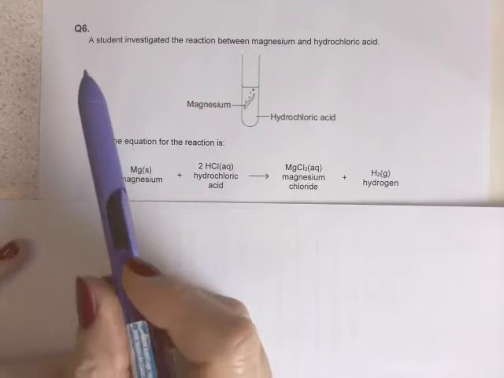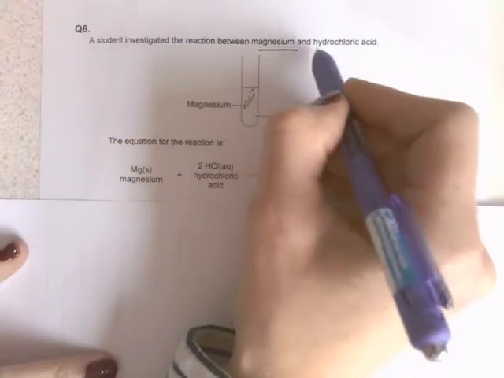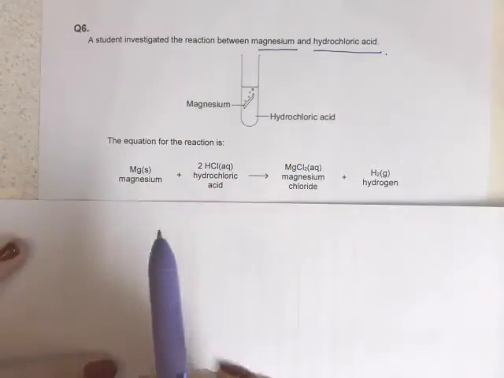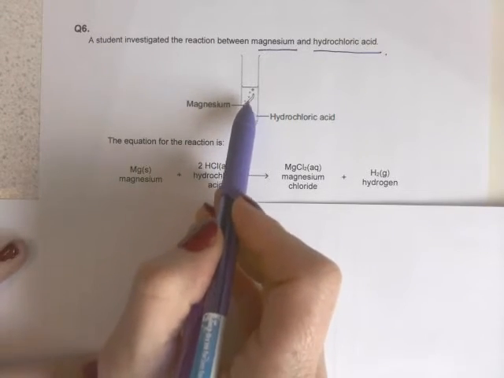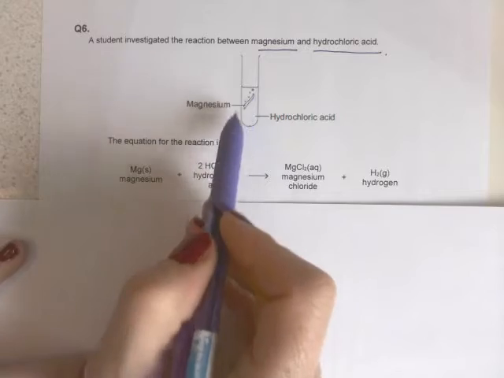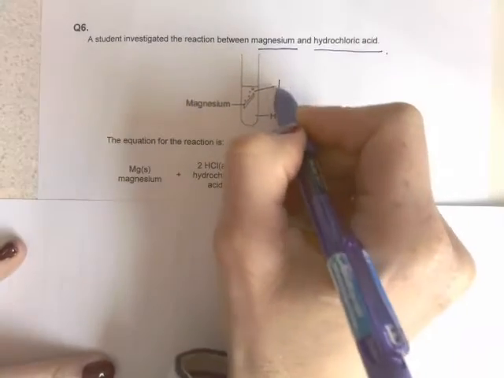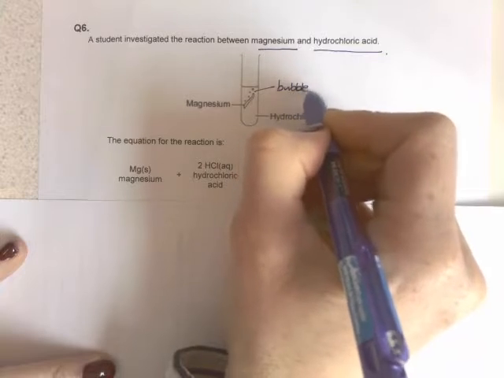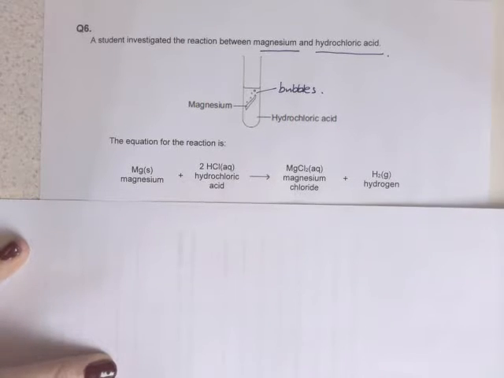Okay, so we've got another investigation of a reaction between magnesium and hydrochloric acid. This is one that you should be familiar with now. I've got my magnesium, which is a piece of ribbon, in my hydrochloric acid, which is a solution, and I can see bubbles. Straight away from that picture, I can see bubbles, right? That is something that I need to be able to identify.